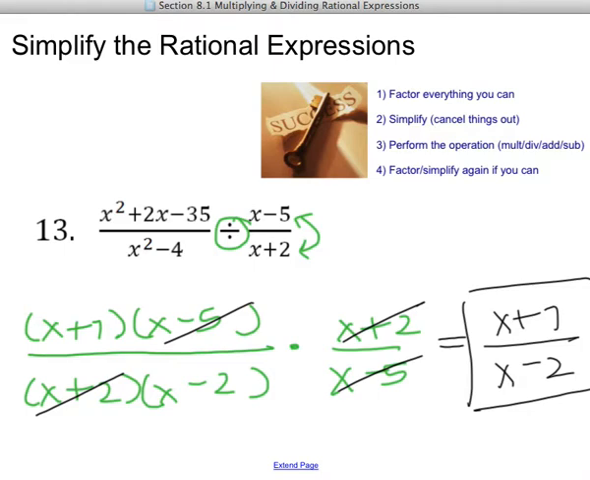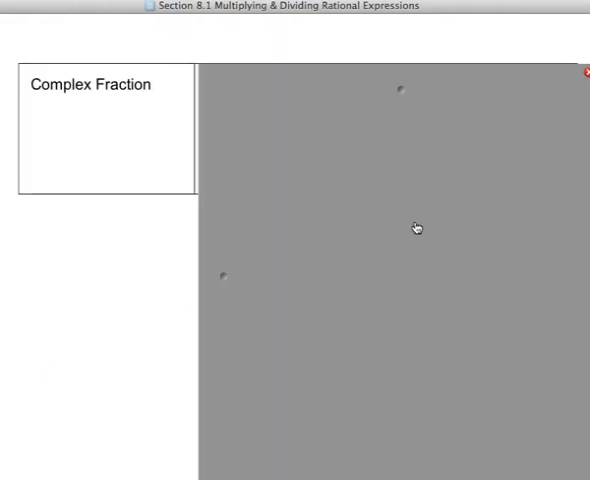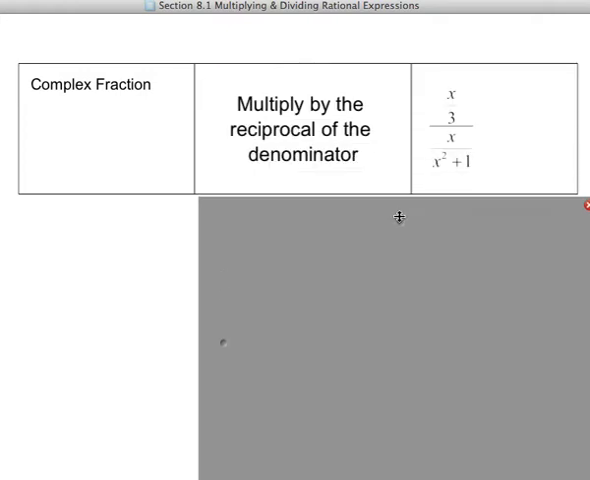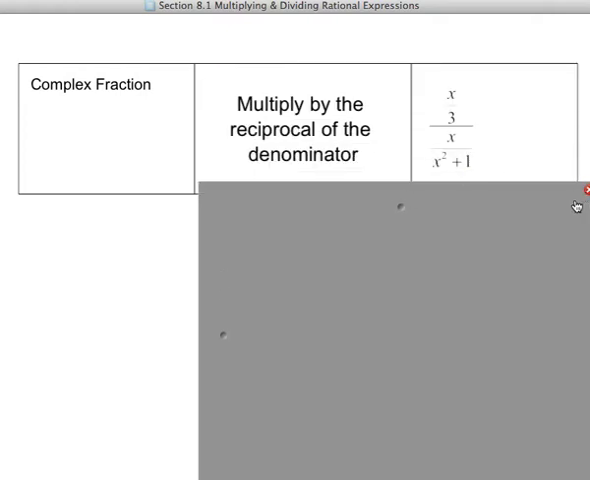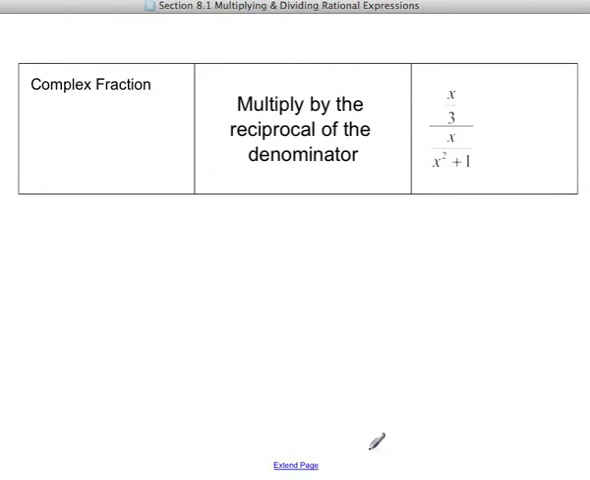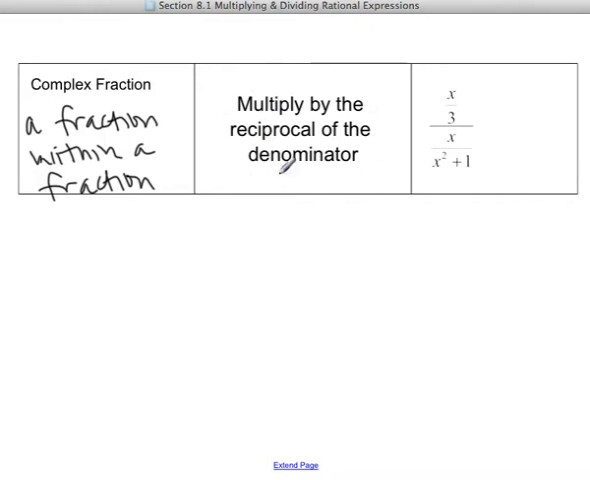Okay. There's one last thing we need to go ahead and talk about, and that is the complex fraction. A complex fraction is a fraction inside of a fraction. Okay, so complex fraction, we're going to write this down, a fraction within a fraction. All right, so in order to take care of a complex fraction, you multiply by the reciprocal of the denominator. So this piece here, this is my denominator. So in order to solve this problem, I'm going to multiply by the reciprocal on the numerator and the denominator.